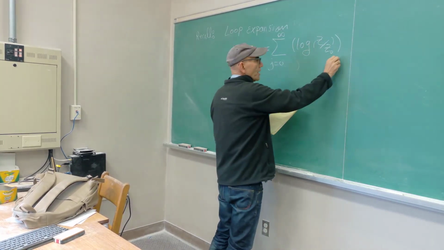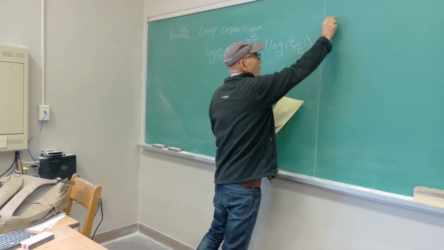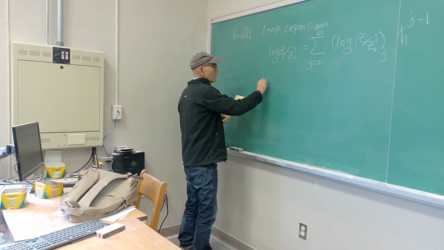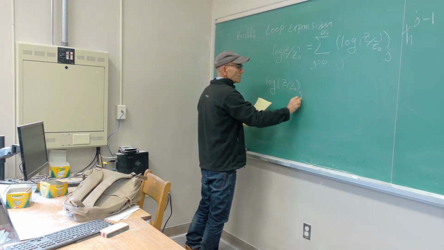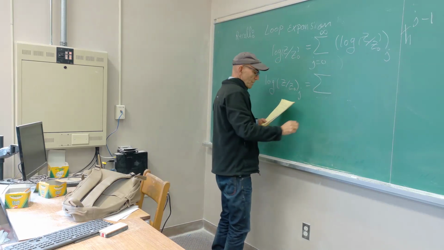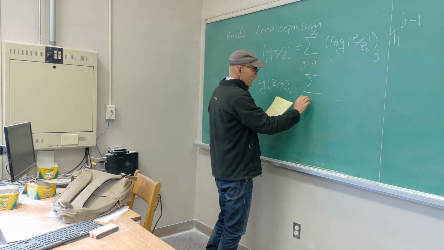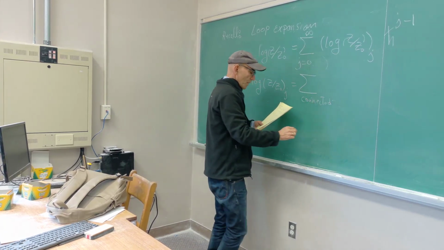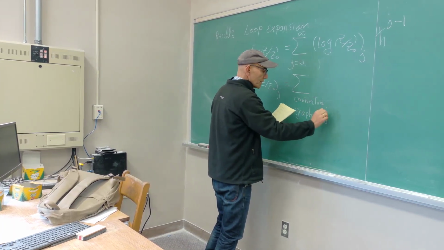The notation was J here, and this is h bar to the power of J minus 1, where this quantity, log of Z over Z0 at J, is a sum over, well, there are some factors depending on coupling constants, but essentially this is the sum over connected graphs with J loops.